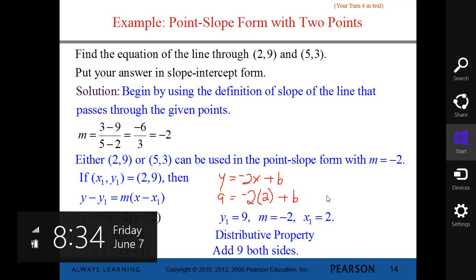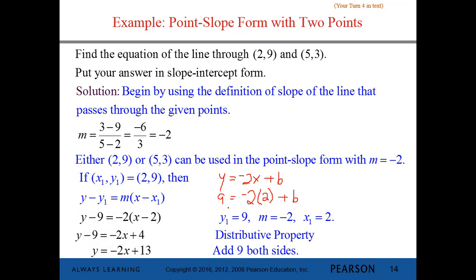And so in this case here, what are you going to get? You're going to get 9 equals negative 4 plus b. Well, if you add 4 to both sides, what do you get? You get b equals 13, and you get the same answer. So you could use the point slope form and then solve and transform it into the y-intercept form, or use the y-intercept form and then plug in one of the 2 points. Either way gives you the same answer.